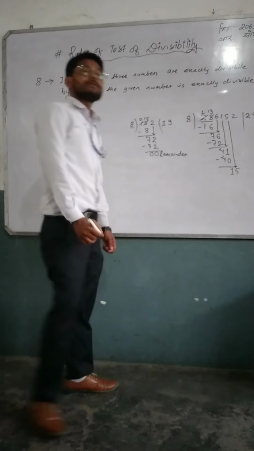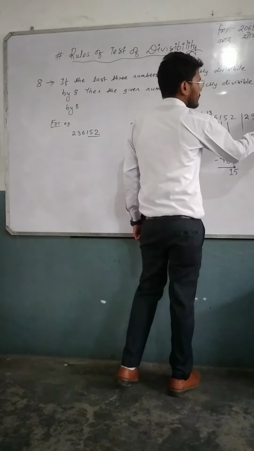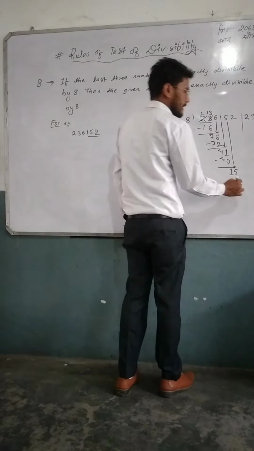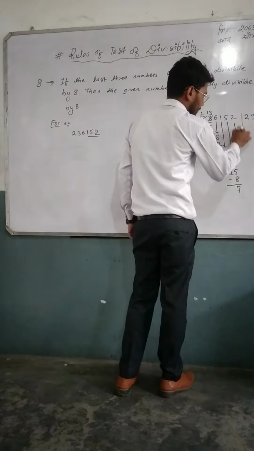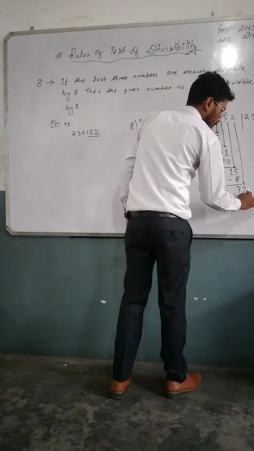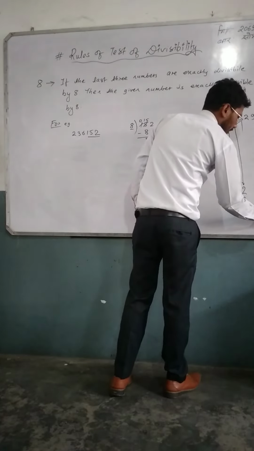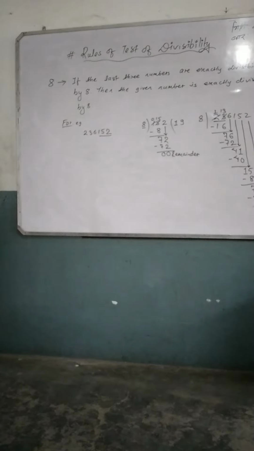Now 50. Is there a lesser number in the table? Yes, sir. How many times? 1 times 8. Now directly you can subtract 15 minus 8, that is 7. Let us bring this 8. How many times for 72? 9. Yes, we got remainder 0. That means it is exactly divisible. Understood? Yes, sir.